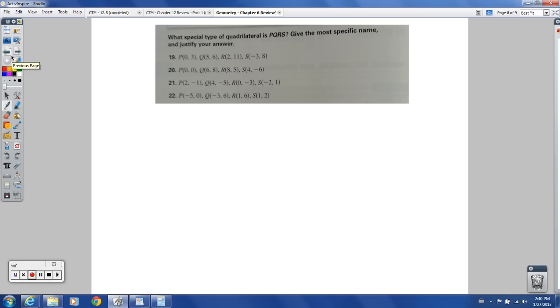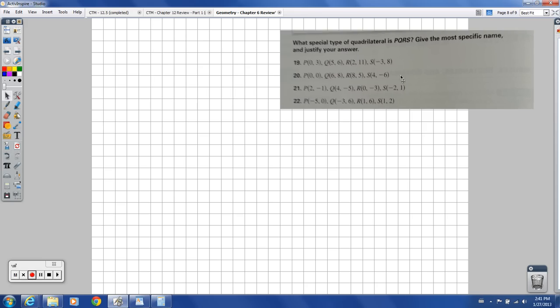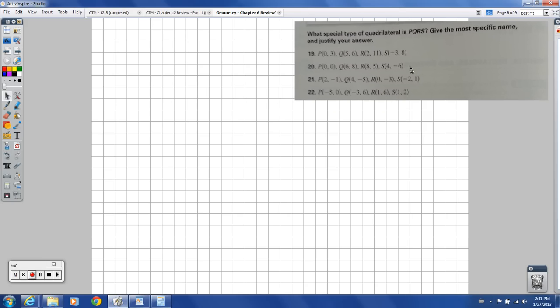But let's check out now the 6.6 problems, these three. What special type of quadrilateral is PQRS? Give the most specific name and justify your answer. And so just like that, I've got a grid on here. I'm going to move this off to the side. It's looking like my largest x values or y values positively are going to be 11, and then my largest negative value is -5. And so I'll make my graph here.